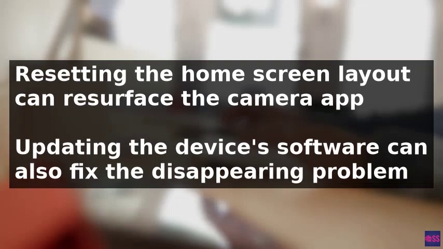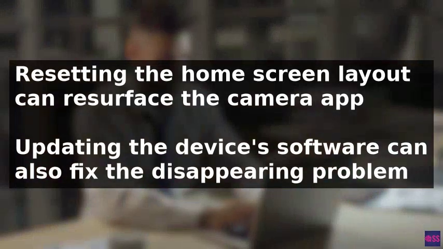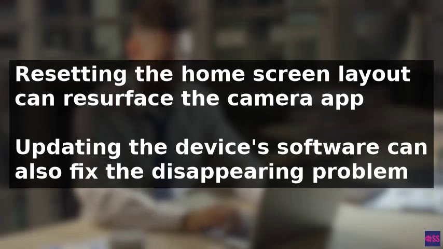To do this, open the Settings app, find the General Settings, select Transfer or Reset your device, choose Reset, and then tap Reset Home Screen Layout. This step should resurface your camera app.